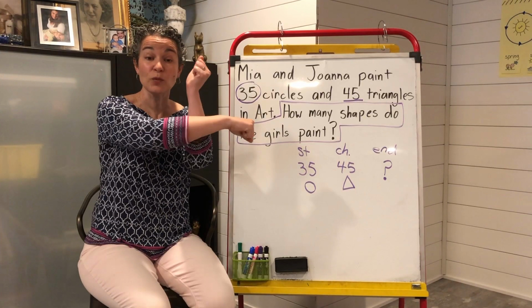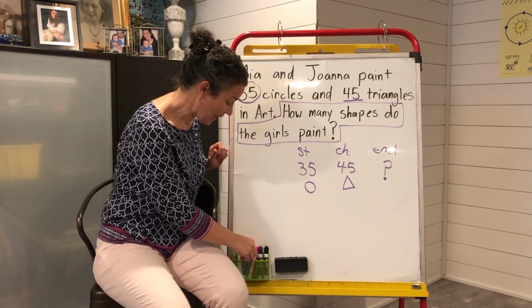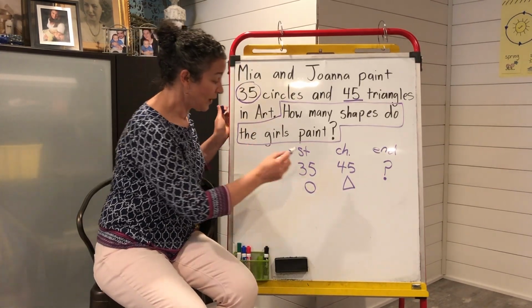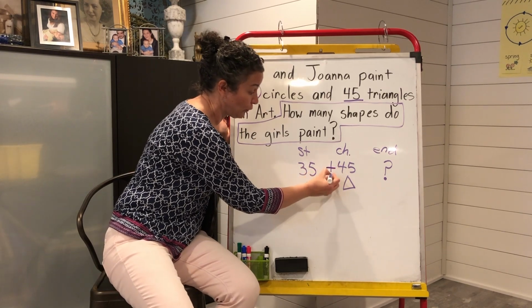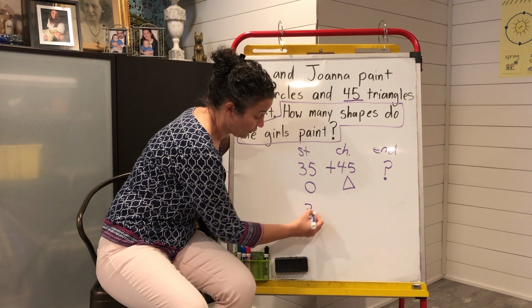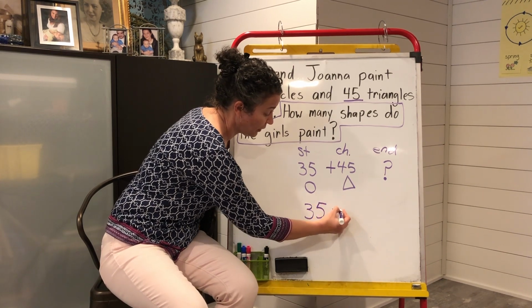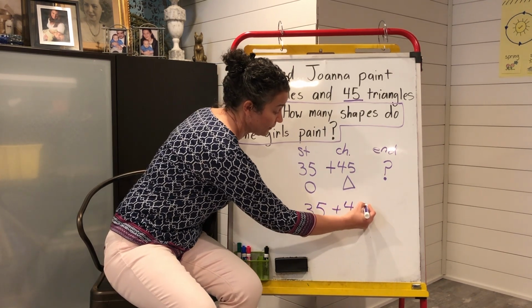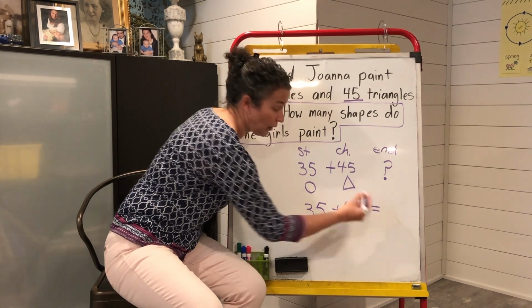Yeah, Penny says we're adding, my friends. We're adding. So we know that we've got to do 35 plus 45. So my number sentence looks like this: 35 plus 45 equals our variable.